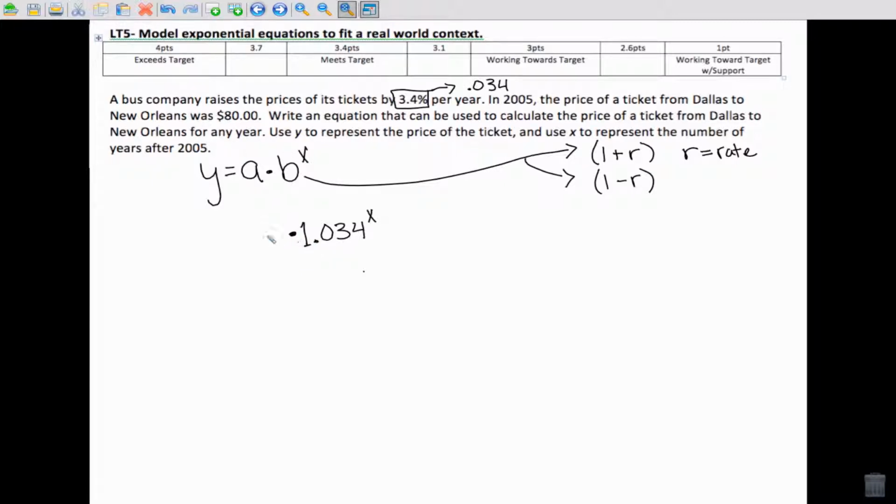My starting value is 80 because in the year 2005 they were sold for $80. All right, and so really that's my equation. It doesn't ask us to calculate anything, it just asks us to create that equation.